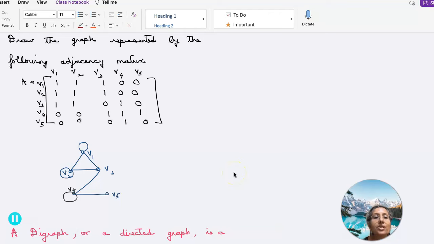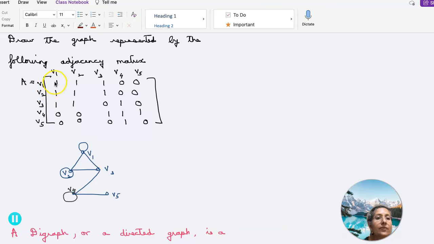So welcome to this video. Here you will learn about digraphs and incidence matrix for digraphs and how to practice a few problems on these. So let's start with a simple problem. Draw the graph represented by the following adjacency matrix.